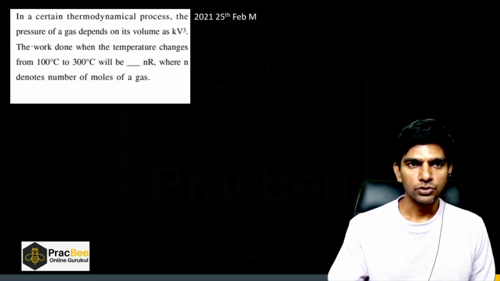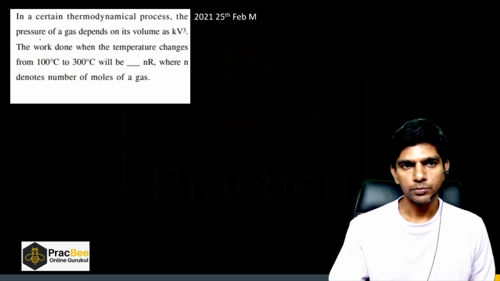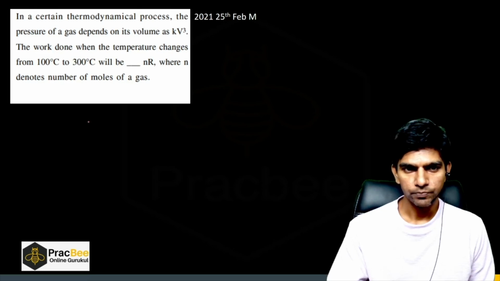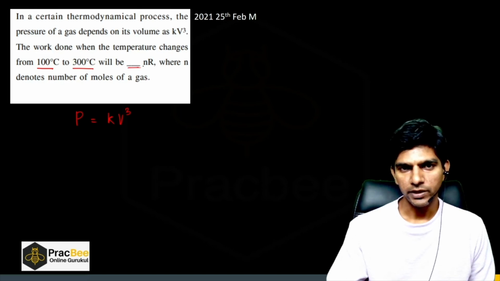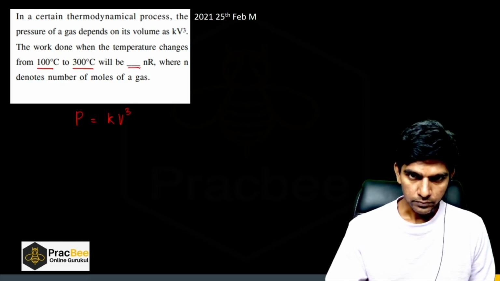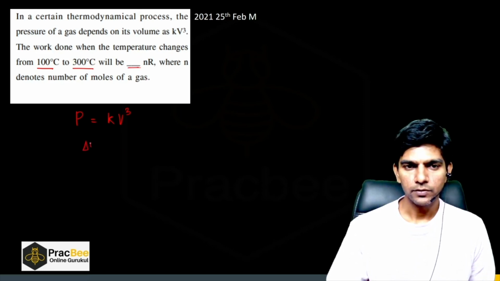Okay, now let us see another question. In a certain thermodynamic process, the pressure of a gas depends on its volume. So pressure is given as some constant times V raised to power 3. The work done when the temperature changes from 100 to 300 degrees Celsius will be equal to some constant times nR, where n denotes the number of moles of the gas. So we have to find that constant. So basically we have to find the work done. So work done will be given by minus nR delta T upon A minus 1.